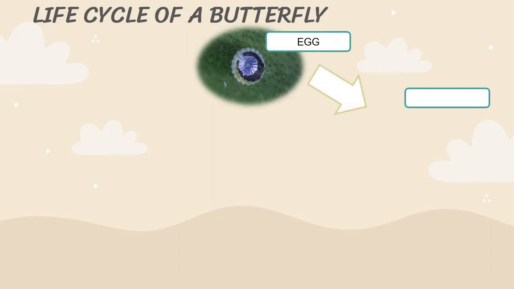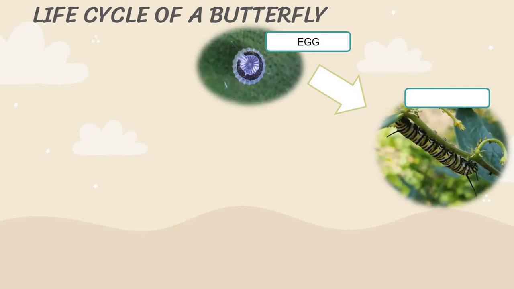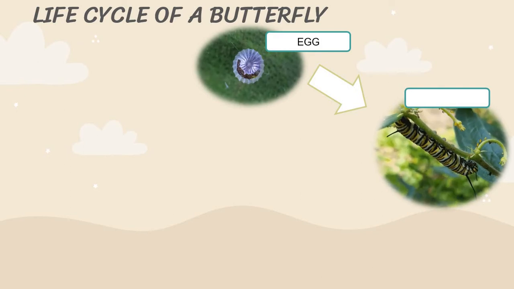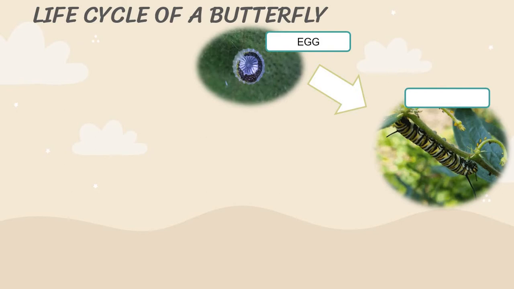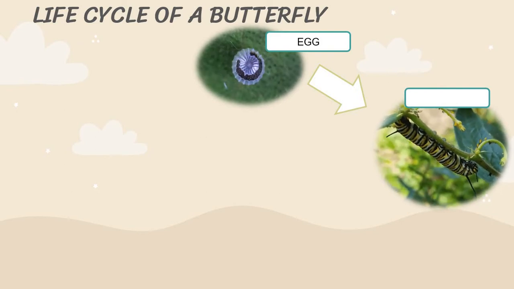The second stage is the larva or the caterpillar. They look different from adults. They move around and eat a lot. They grow very fast and molt several times, shedding old skin and growing a new one.